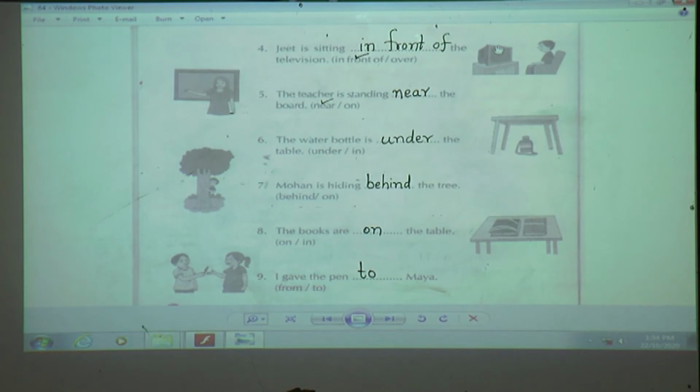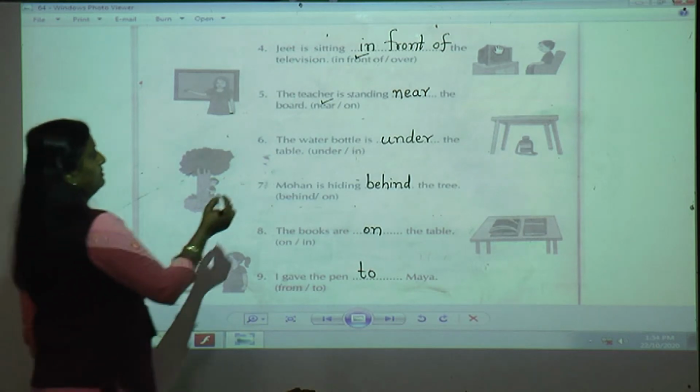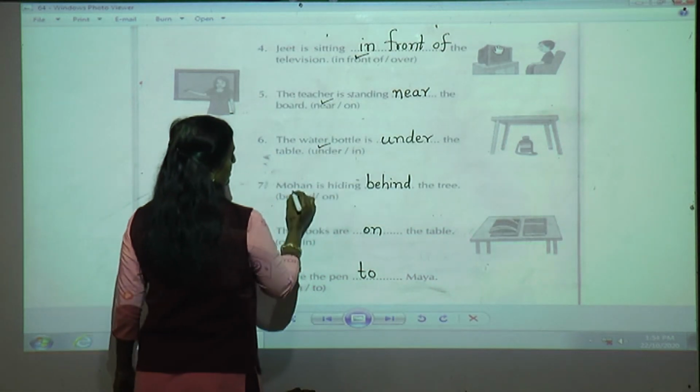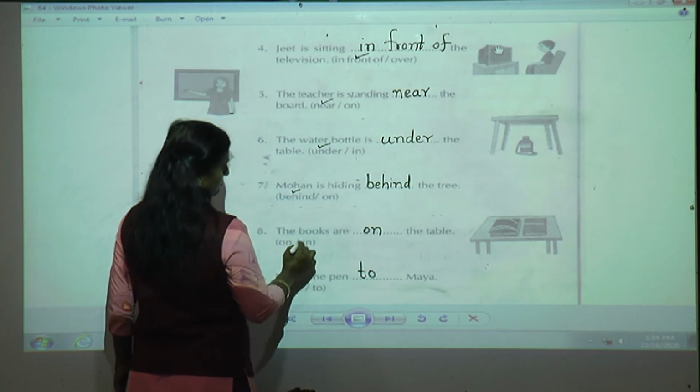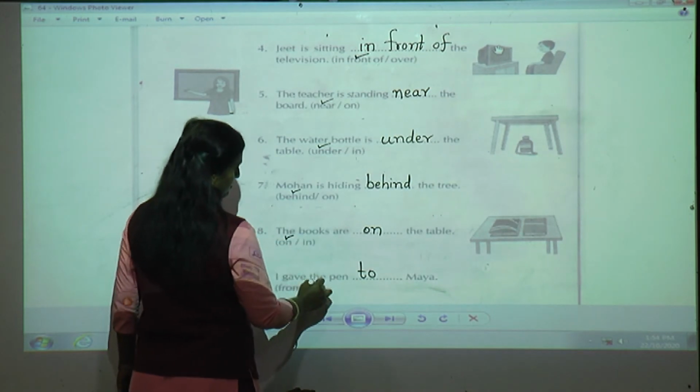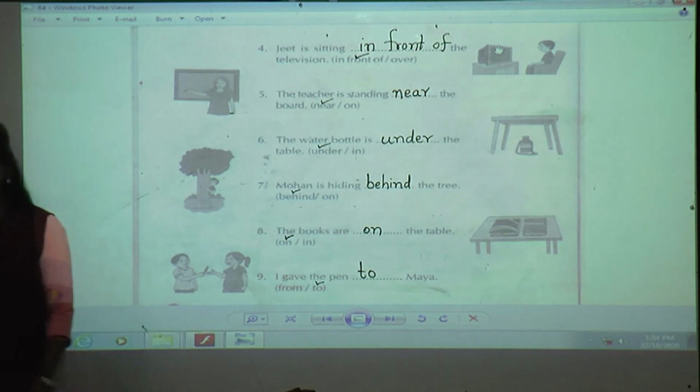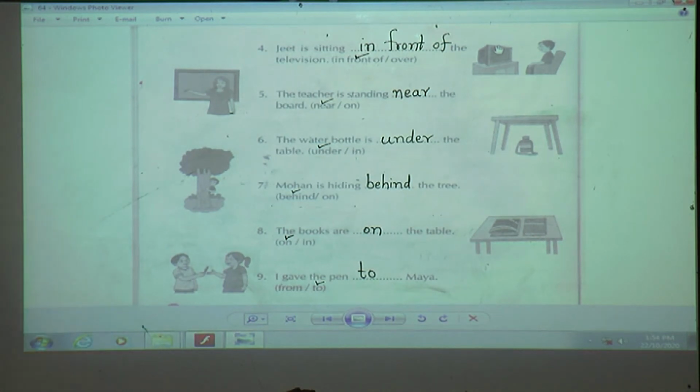Copy down in your book. I know many students, they will only take it. You have to do both. You have to write down there itself. I will wait if you want. Those who have finished can read the next, that is exercise C. You can read that passage.